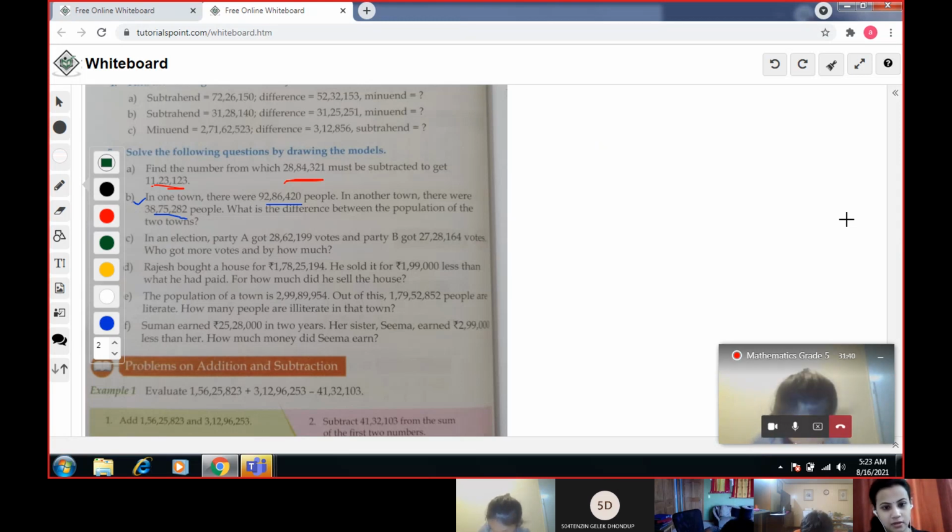So there are two parties, party A and party B, and the number of votes they have got are given. You have to see the numbers and tell first who got more votes, and after that you have to find out by how much more. By how much more means simply the difference. You have to find the difference.